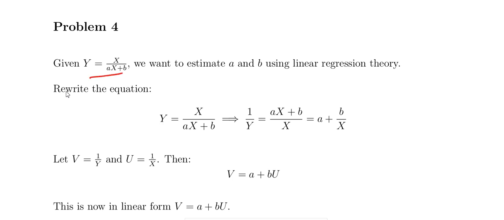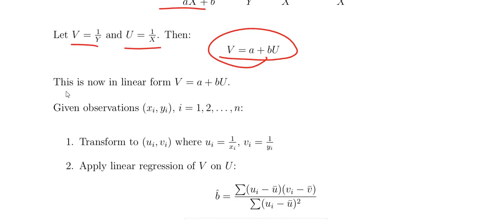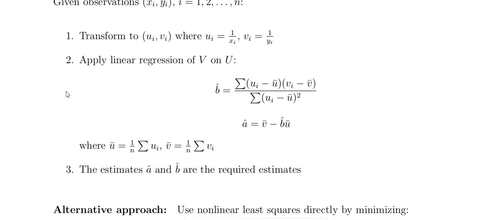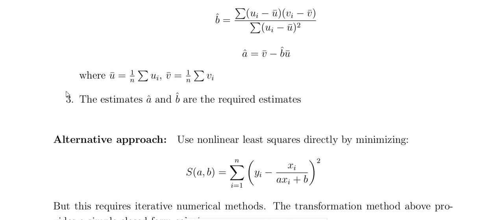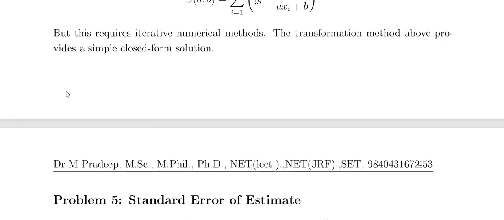So for y equal to something like 1 by (ax plus b), we want to estimate a and b using linear regression theory. Take the reciprocal: 1 by y equal to ax plus b. Dividing by x, we get a plus b by x. So v equal to 1 by y, u equal to 1 by x, then v equal to a plus b u. So this is the linear form. We can find the linear regression from this, estimating a cap and b cap. That is called the approach.